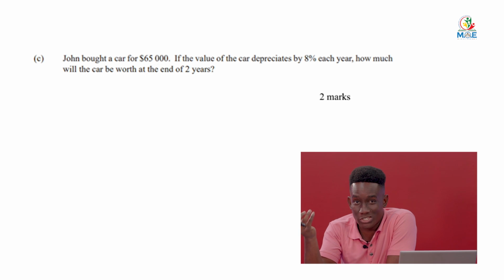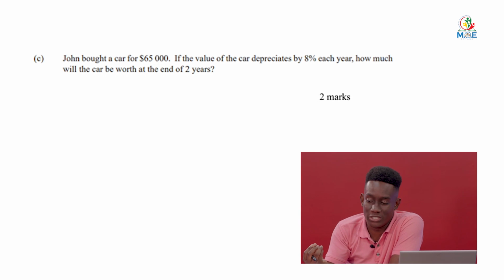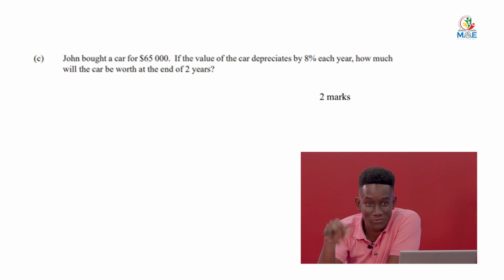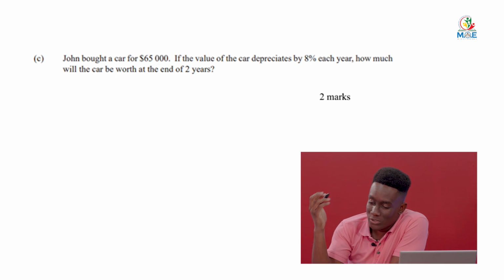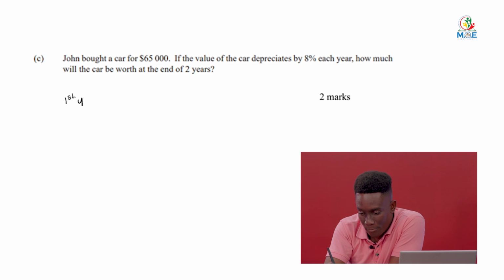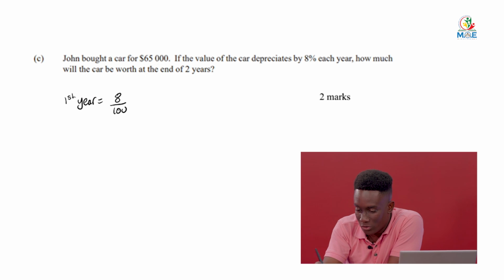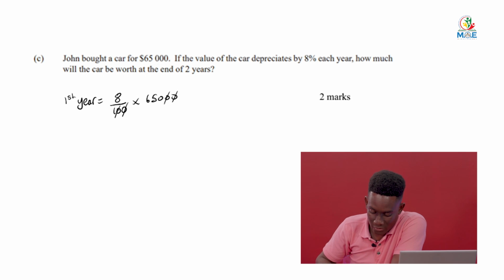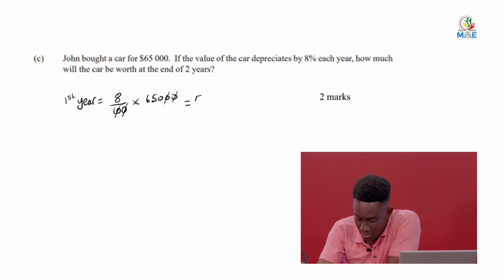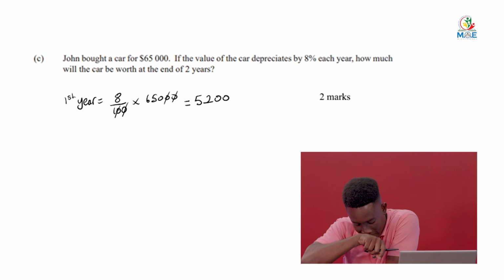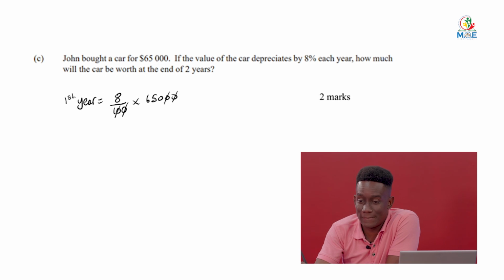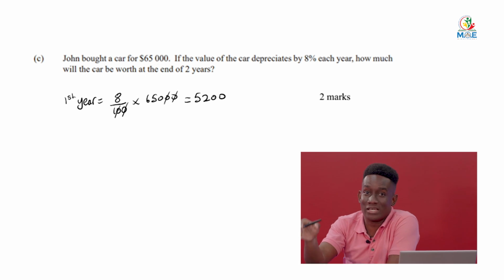So remember, in depreciation, the value of the car is decreasing after each year. So since this is 2 years, we can simply calculate it after the first year and then calculate it after the second year. So for the first year, the car is depreciating by 8%. So this will be 8 over 100 multiplied by 65,000. So this 0 cancels to that 0, this 0 cancels to that 0. And 8 times 650 will give us 5,200. So this is the value that will come off of the car.